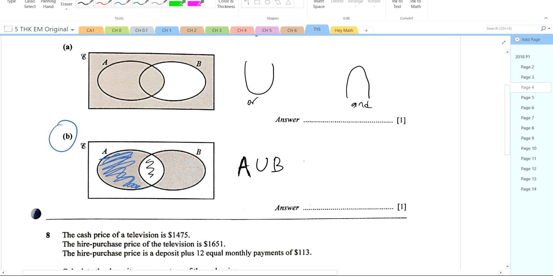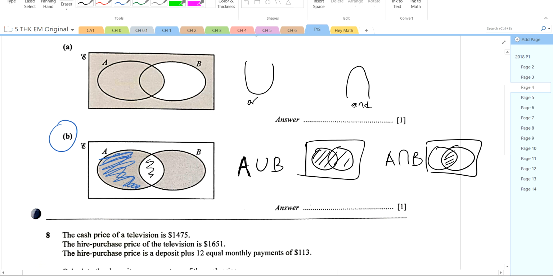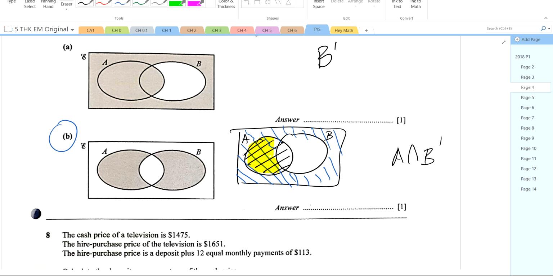Can do some trial and error. A union B will look like this. Wait, did I make a mistake? Okay, A union B looks like this. A intersect B looks like this. Remove all this. Now I want, let me think. Okay, this is our A intersect B complement. Agree?